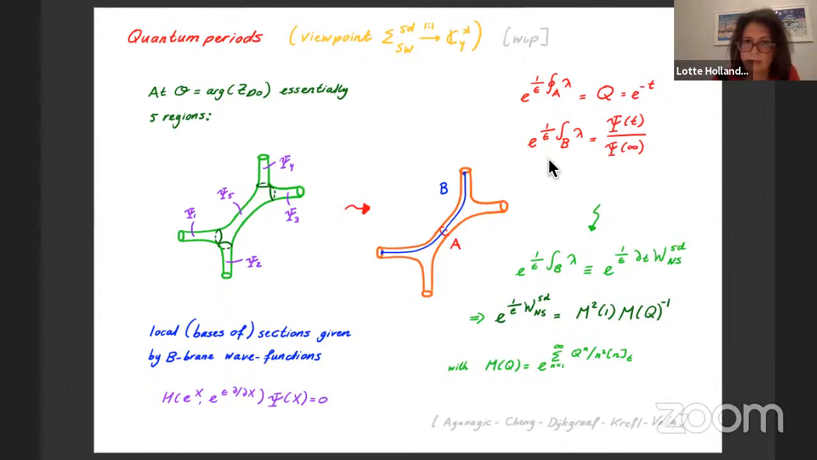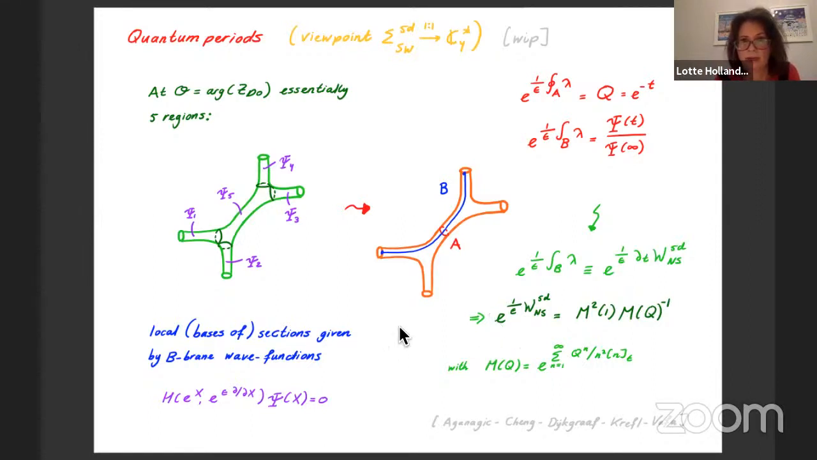This example has actually been considered before, in a somewhat older paper by Aganagic, Cheng, Dijkgraaf, Krefl, and Vafa, where they considered exactly these periods and recovered the 5-dimensional superpotential in terms of these quantum periods.